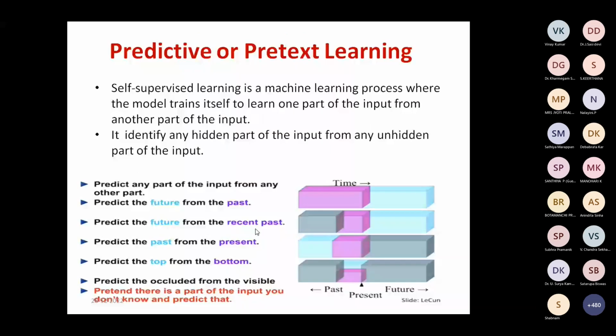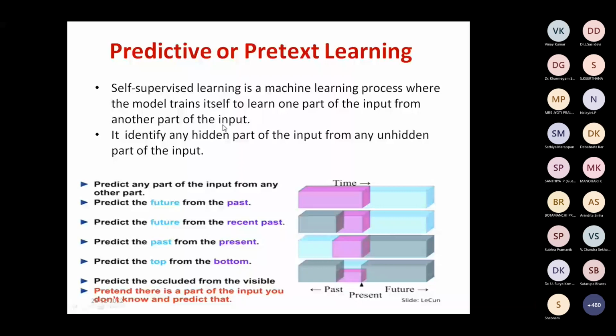The one more thing which adds power to deep learning is self-supervised learning. This is a new trend in machine learning capability, commonly used in deep neural networks. We need to know what self-supervised learning is. Self-supervised learning is a machine learning process where the model trains itself to learn one part of the input from another part of the input.